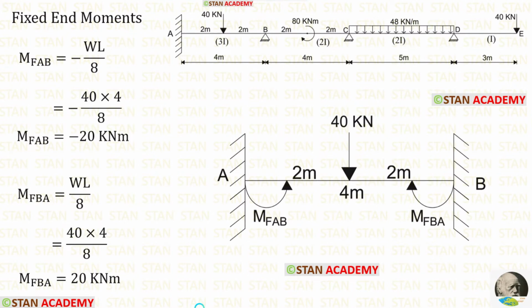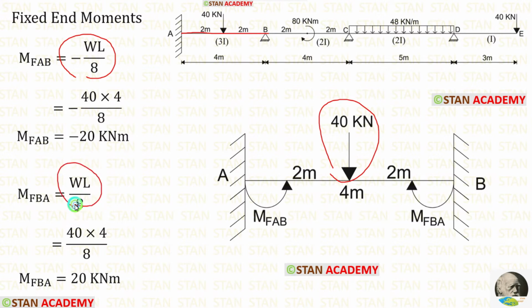Now let us calculate the fixed end moments. First, let us find them in the span AB. In the span AB, there is a point load 40 kN acting in the center. The formulas for the fixed end moments are minus WL upon 8 and positive WL upon 8. Using the formulas, we are getting M of AB and M of BA.